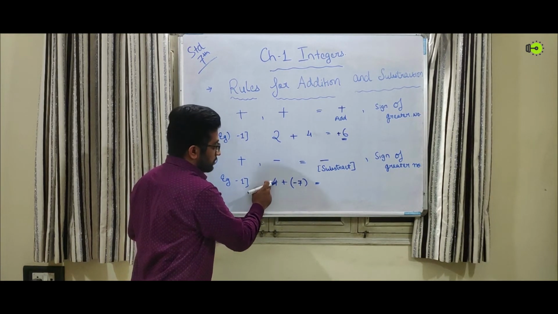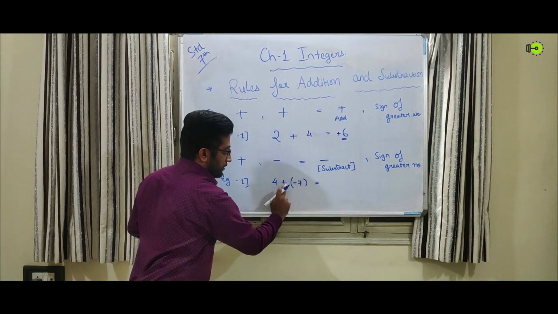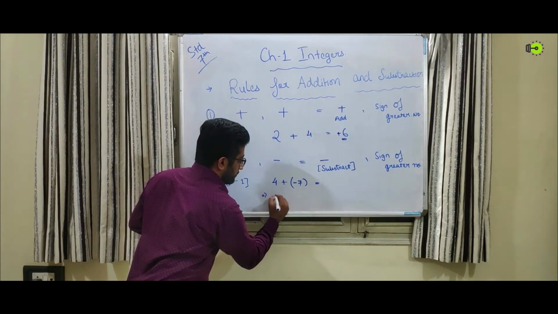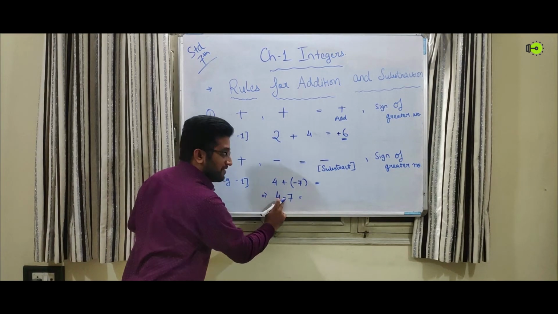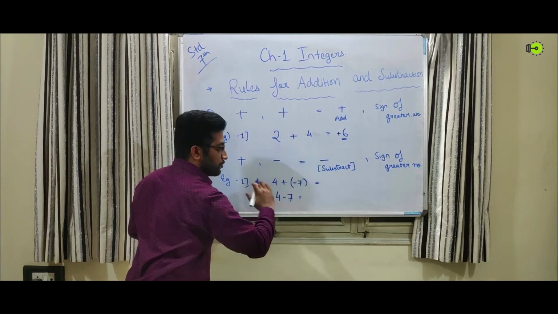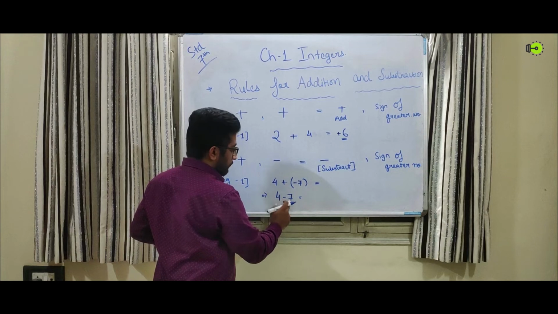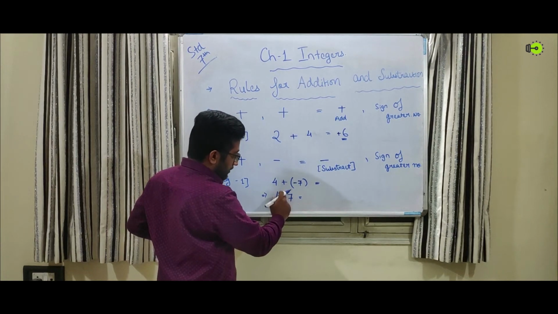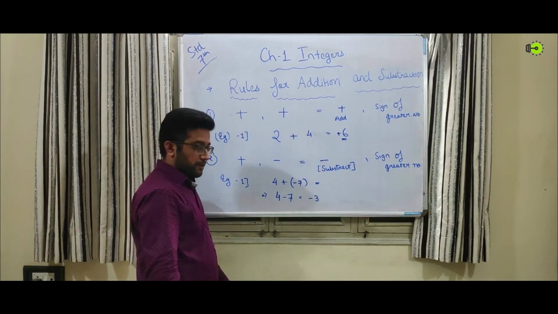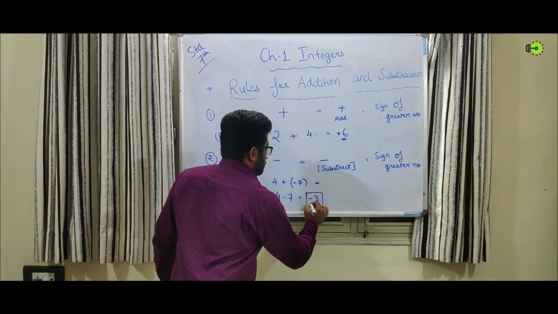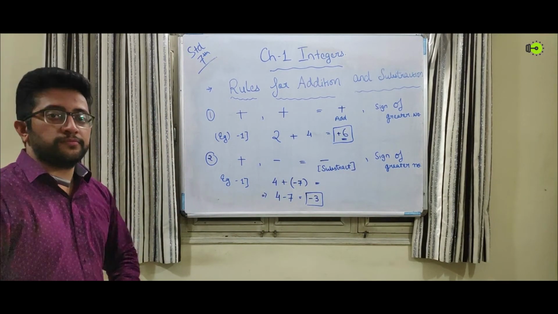So one number is plus, another number is minus. So plus minus, we have to subtract. So plus minus, that is minus 4 minus 7. Now we have to subtract, and take the sign of the greater number. So the greater number of these two is 7, and the sign before it is minus. So the answer will be minus 3. Okay. Please make a note of it.